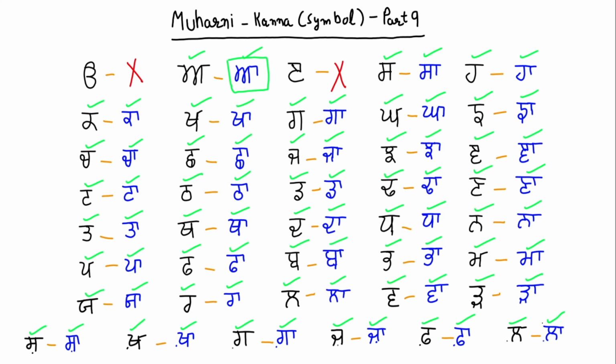So these are all the sounds that we are going to get once we attach the Kanna matra to the Gurmukhi letters. With this, we have completed all the matras which are available in Gurmukhi. In the next part, we are going to look at the examples of the Kanna matra, and then we are going to learn some of the words by mixing the different matras that we have covered so far.